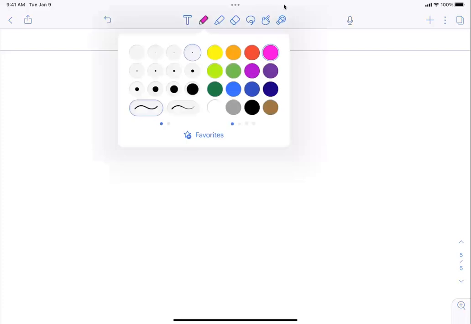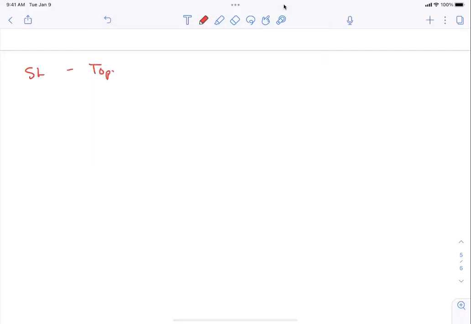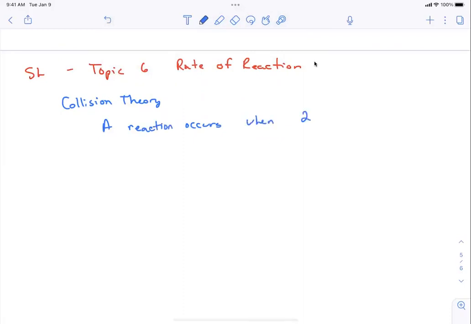I'm going to go over the main idea of 6 that I really want you to take away from this. So topic 6, SL. Rate of reaction. Okay. So to simplify things down, collision theory is what all of this is about. And there's 2 factors that determine whether a reaction will occur or not. So a reaction occurs when 2 species collide, and you have to have only 2 species colliding, and 2 requirements have to be met.